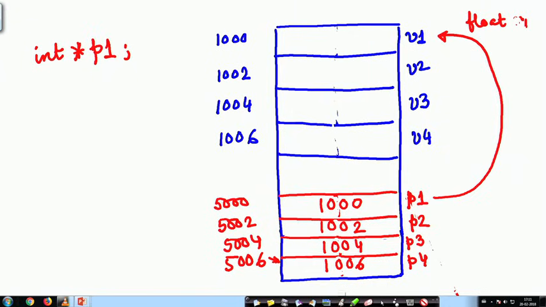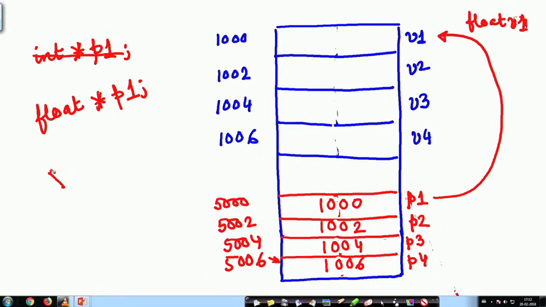V1 is a floating point number. Then, if P1 points to V1, I should write float star P1. That means P1 is pointing to a floating point number. Since it is a floating point number, if I say &P1, what will I get?